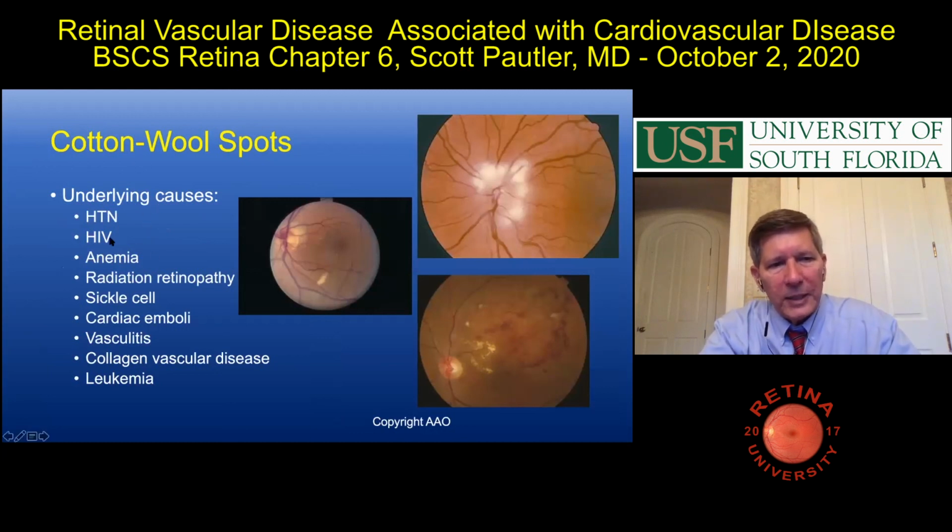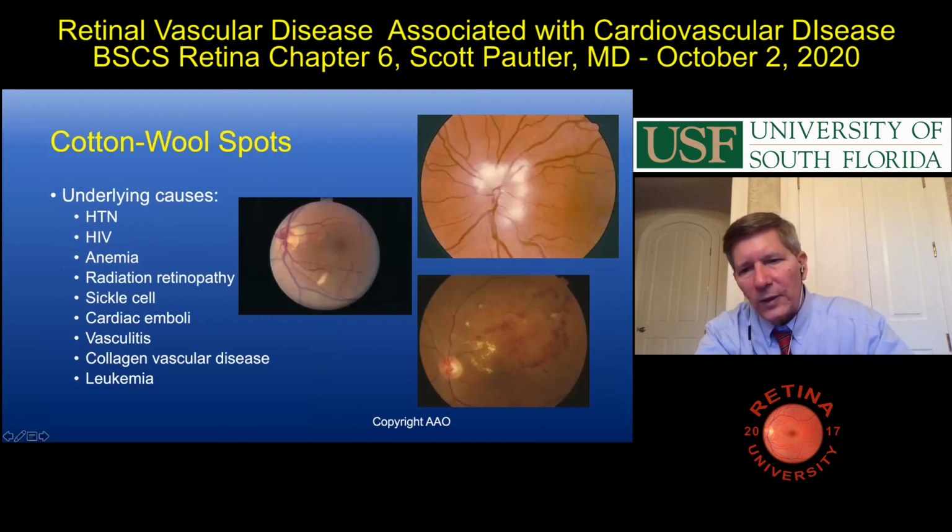If you have a young patient, you might think, well, is this HIV? If you have an older patient, you might wonder, is this the beginning of giant cell arteritis, a vasculitis? History can be very helpful. Associated findings can be helpful. In this picture down here, it looks kind of like there's quadrantic retinal hemorrhages, and you have a few cotton wool patches that are fading. This isn't so problematic. It's a vein occlusion.